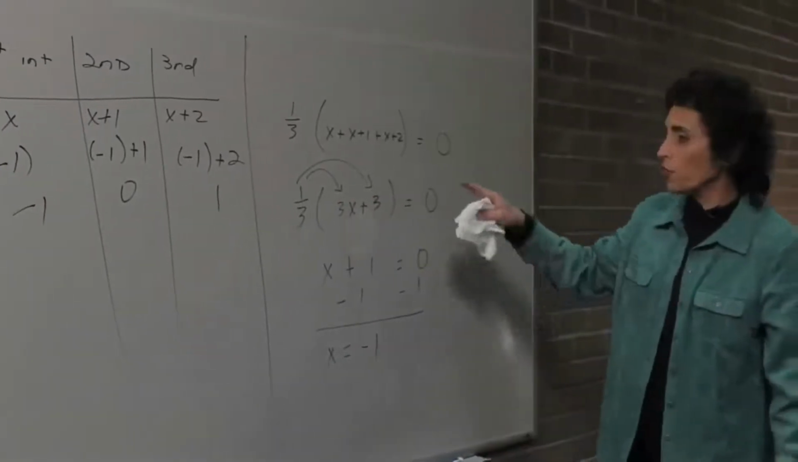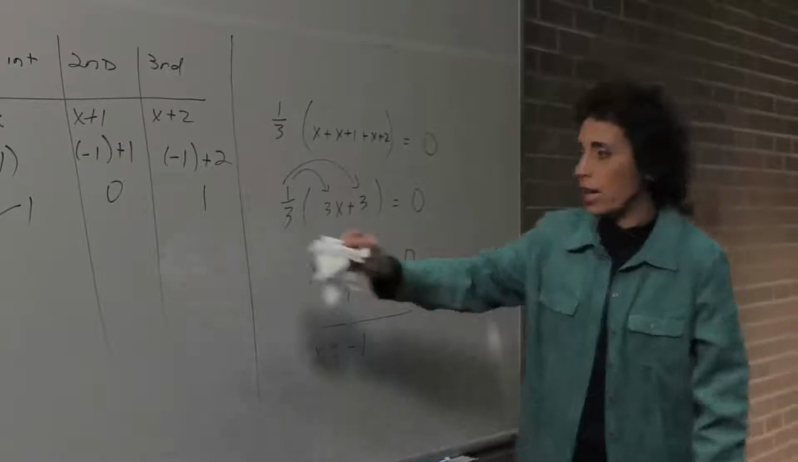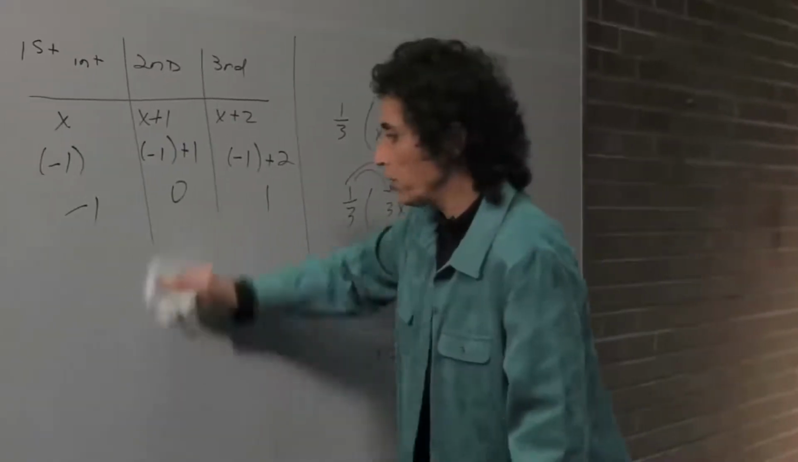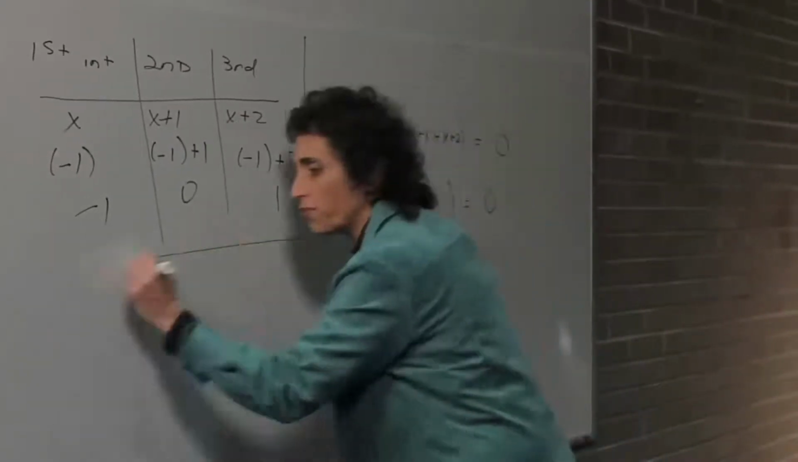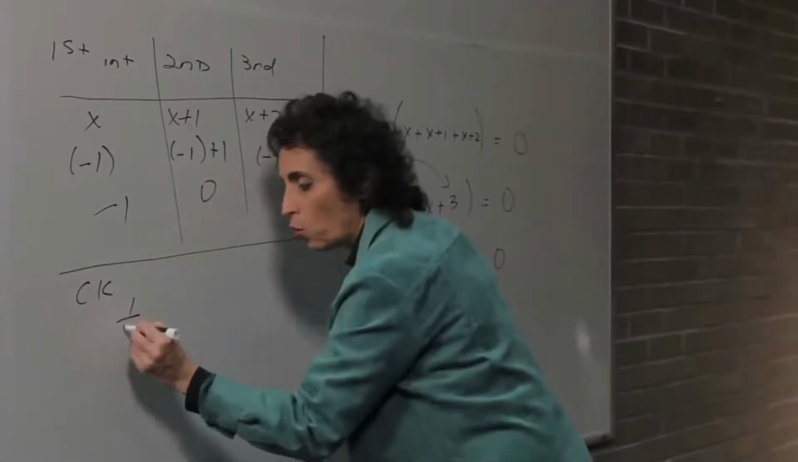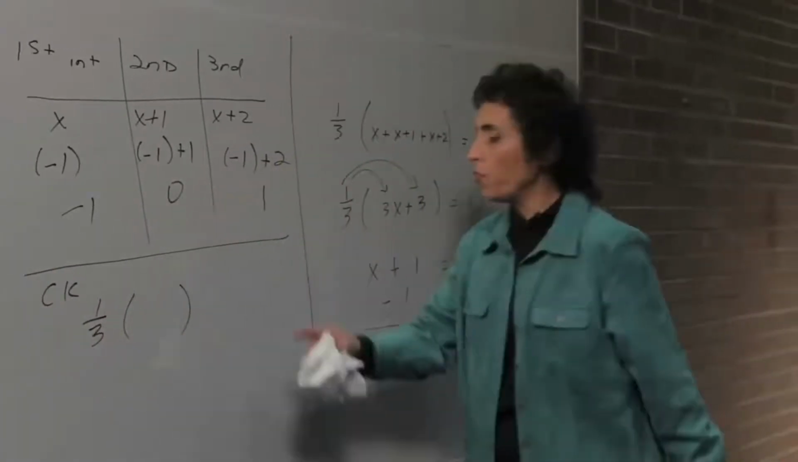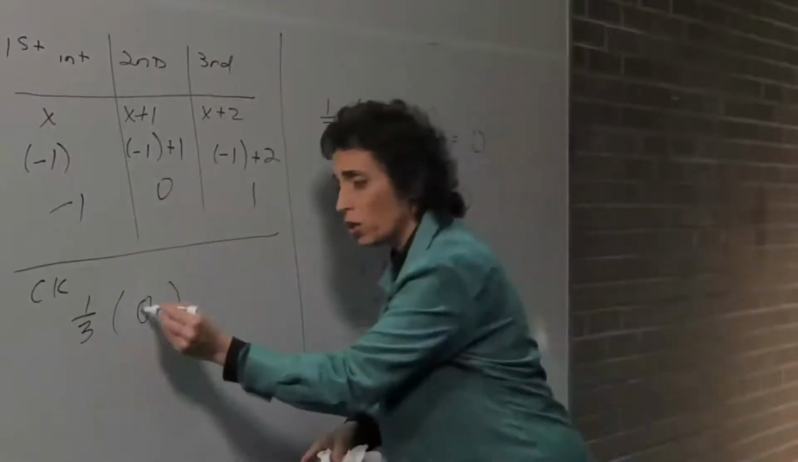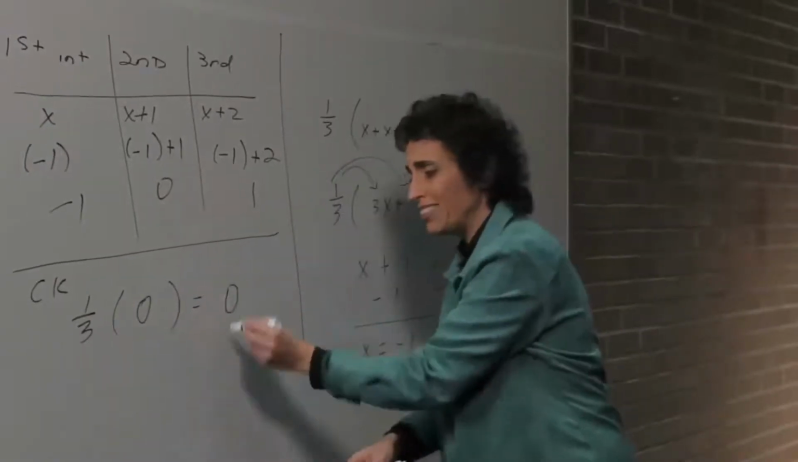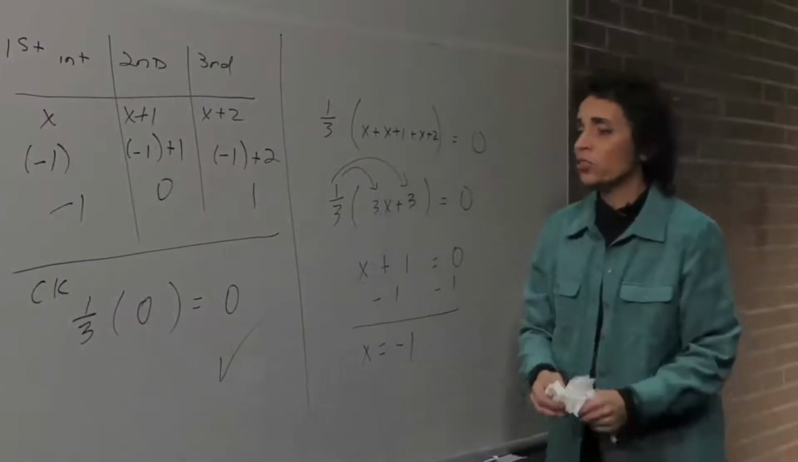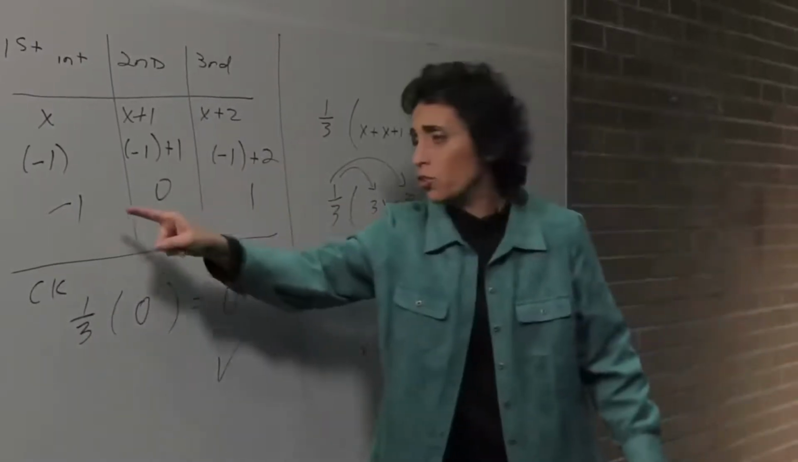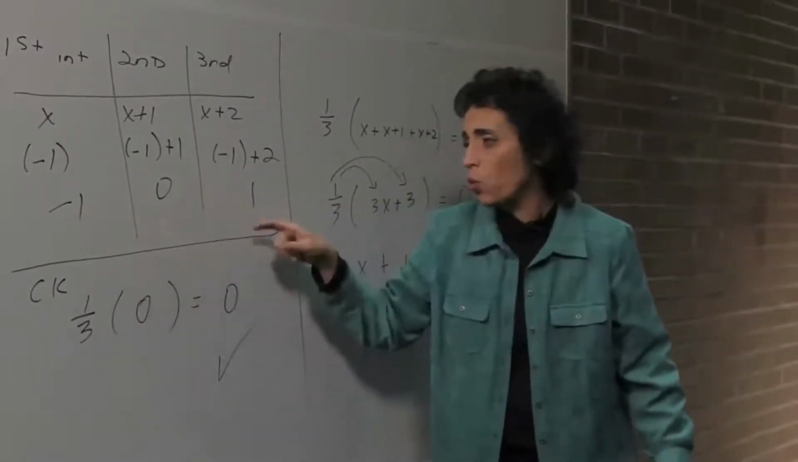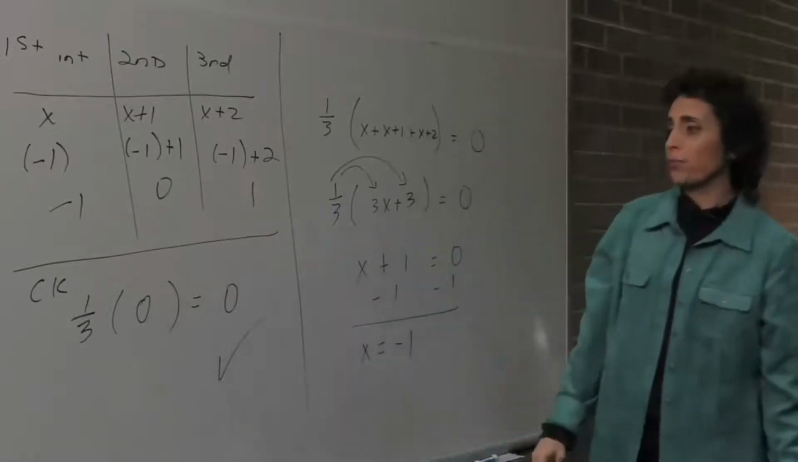Now 1/3 of the sum is supposed to be 0. Let's check that out. Here's my check. 1/3 of the sum. Well, the sum is -1 plus 1 is 0, plus 0 is 0. 1/3 times 0 is 0, so of course that checks out. So my 3 consecutive integers are -1, 0, and 1. I am done. Great problem.